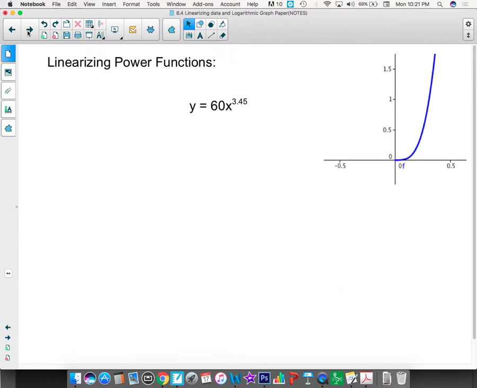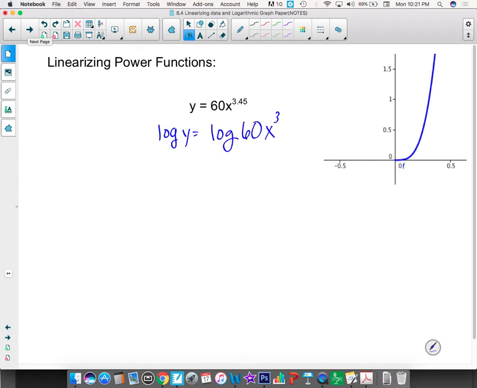Okay, last example here. So linearizing power functions. Well, think about how we just did it with log functions. We're going to do the same thing with power functions, but we still have to use different properties of logarithms. It's pretty much the same properties here. But we're going to start out taking log of both sides again. So I have log of y equals log of 60x to the 3.45.